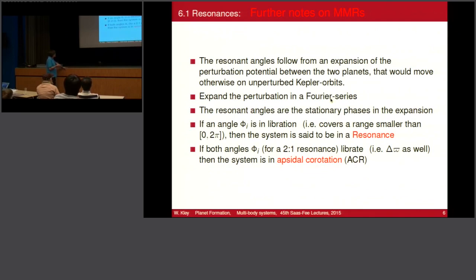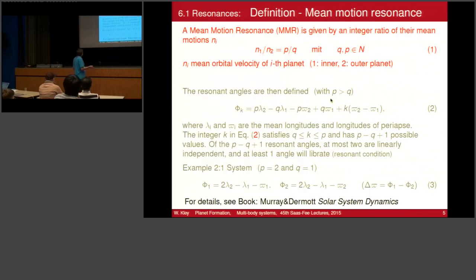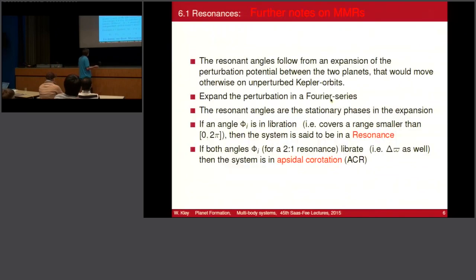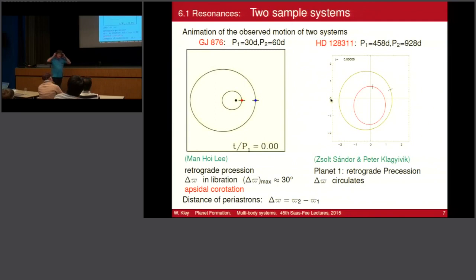Only one thing: you can get a more formal handle on this by expanding the perturbation potential between the 2 planets in terms of a Fourier series, and measure the importance of the different terms there. And from there you can mathematically show under what conditions these planets are in a resonance or not. I will just give you 2 examples of how this looks. This may be more illustrative.